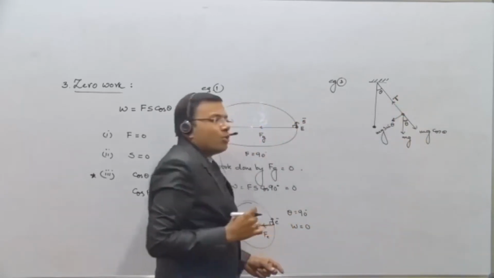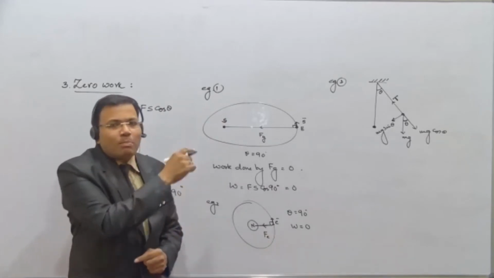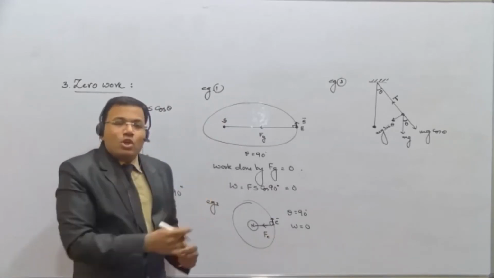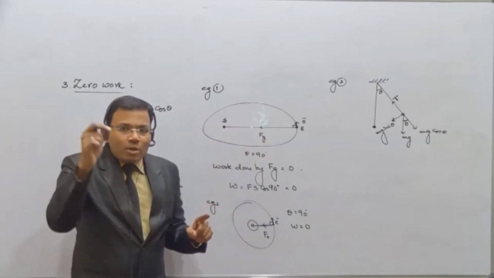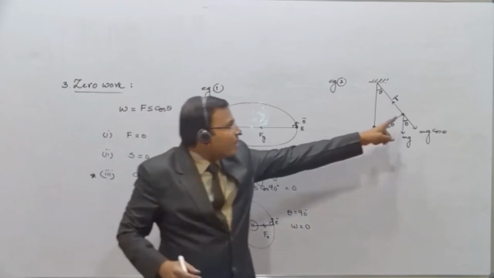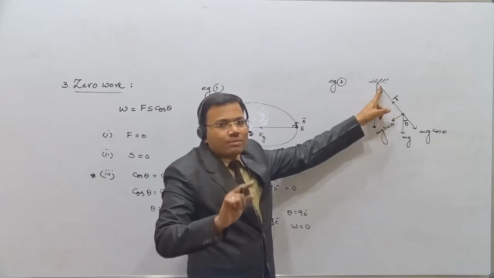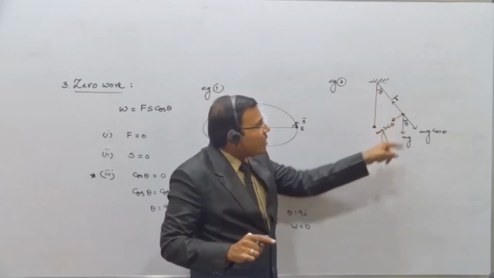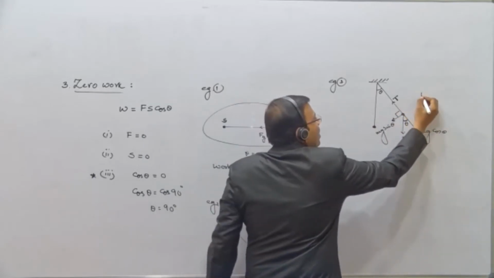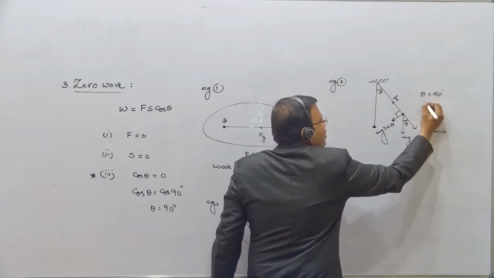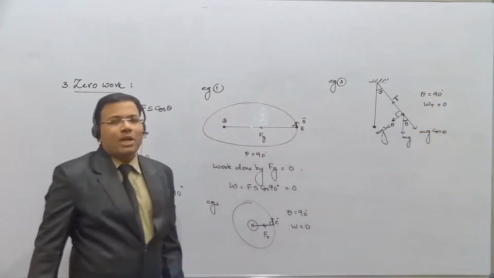So if I ask you, what is the work done by the tension in the string during the motion of the pendulum? The pendulum oscillates. You can see clearly in the figure, the pendulum is oscillating like this, and the tension is acting along the string. So what is the angle here? You can see it is exactly 90 degrees. So under this situation also, theta is equal to 90. Therefore, work done by the tension is 0. I hope it is clear.